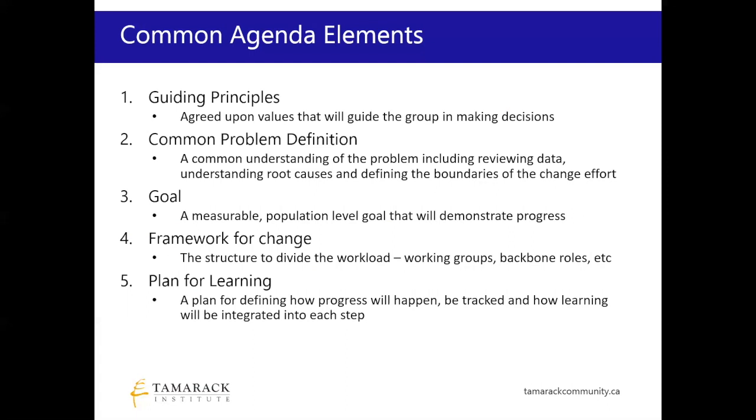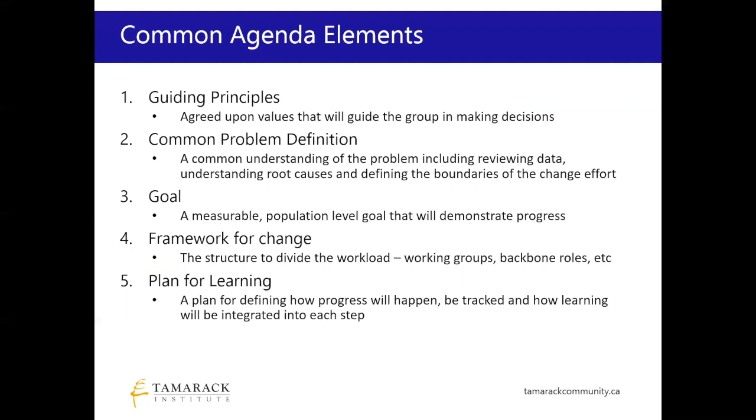Part of it is also thinking about what the common definition of the problem is that we're trying to solve. And this is the next item in terms of the common agenda elements. We want to come to agreement by reviewing existing data about the problem, thinking about what the root causes are, and then really thinking about what boundaries we want to put around this problem. Are there geographic boundaries? Are there demographic boundaries like age or target population? And we'll go into this a little bit more further on in the webinar.